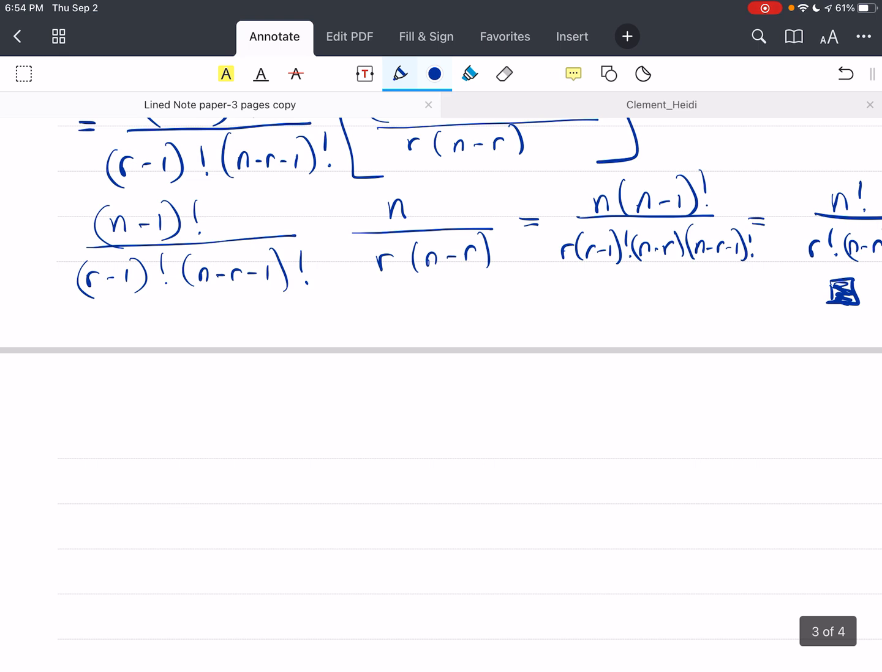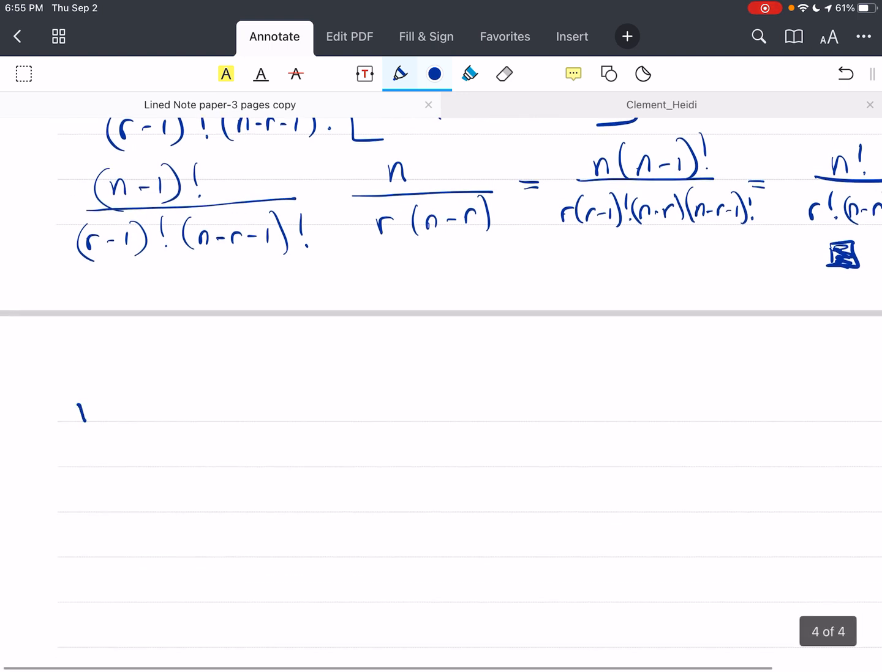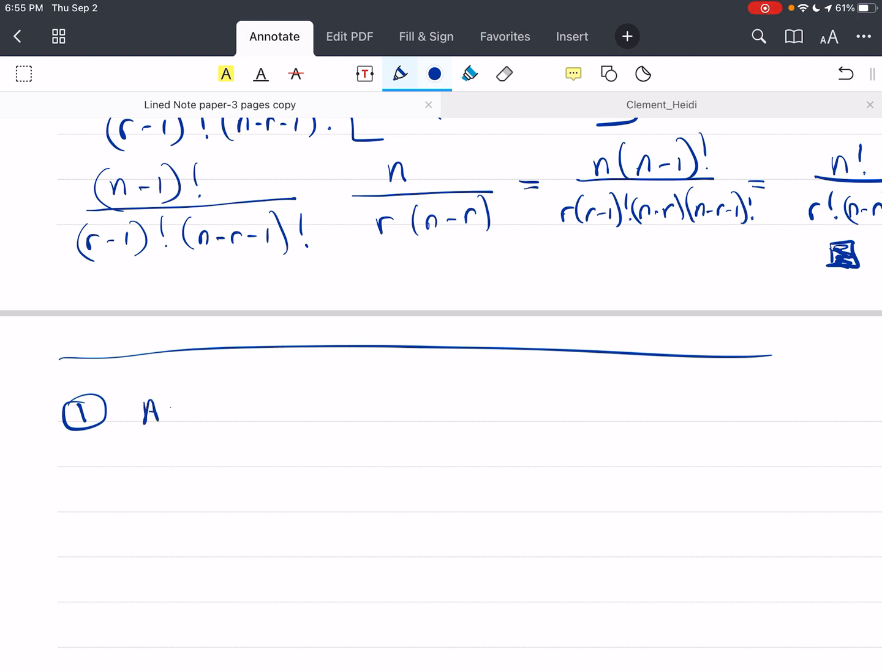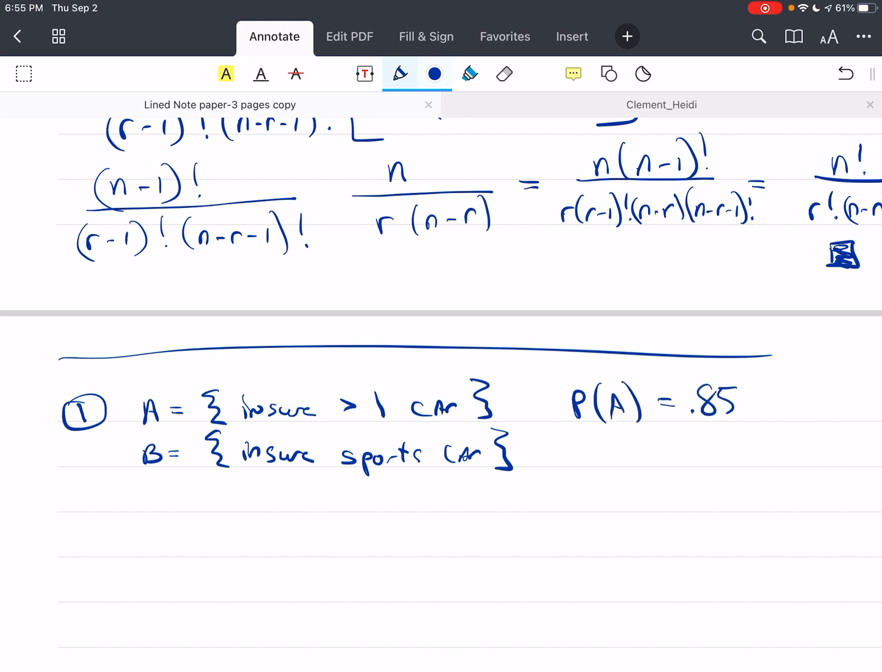Now, I want to go back to problem number 1. This is extra. Okay? And I had one student who was very clever, and I was very impressed with what they did. So what they did for problem number 1 again is remember that A equals insure more than one car. B is insure sports car. Okay. And we had P of A equal to 0.85. P of B equal to 0.23. And P of A and B equal to 0.17.